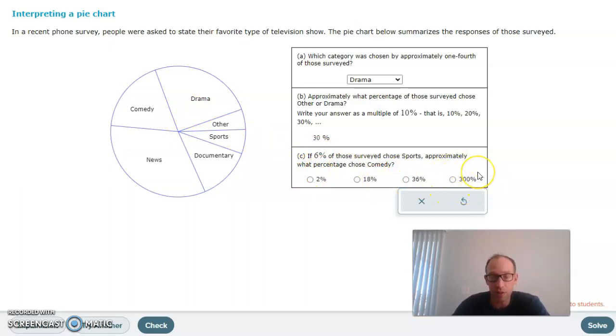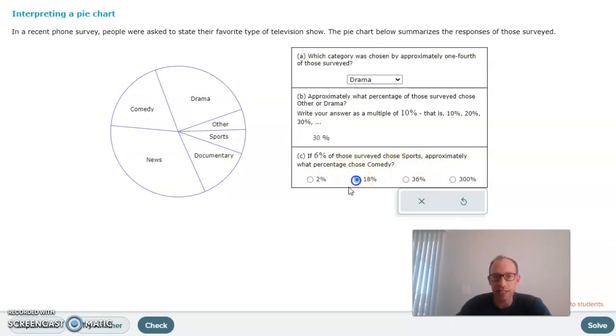It can't be 300% because all the slices have to add up to 100%. Can't be 2% because comedy is bigger than sports. So it's really between 18% and 36%. Those are the two potential answers. And if sports is 6%, we have to ask ourselves, is comedy 3 times that? That would give us 18%. Or is comedy 6 of those sports slices? That would give us 36%.